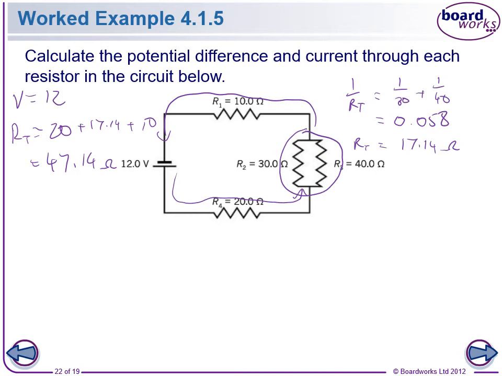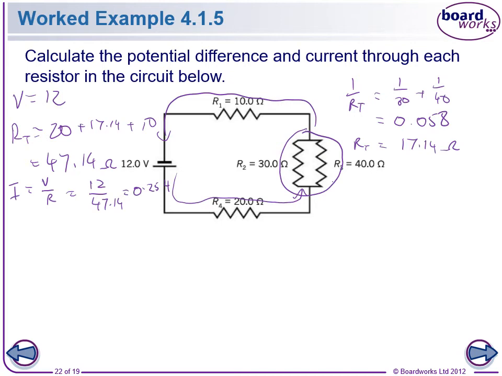Our total current in the circuit is therefore 12 divided by 47.14. And so our total current in the circuit will be 0.254 amps. Oops, I can't really see that 4.